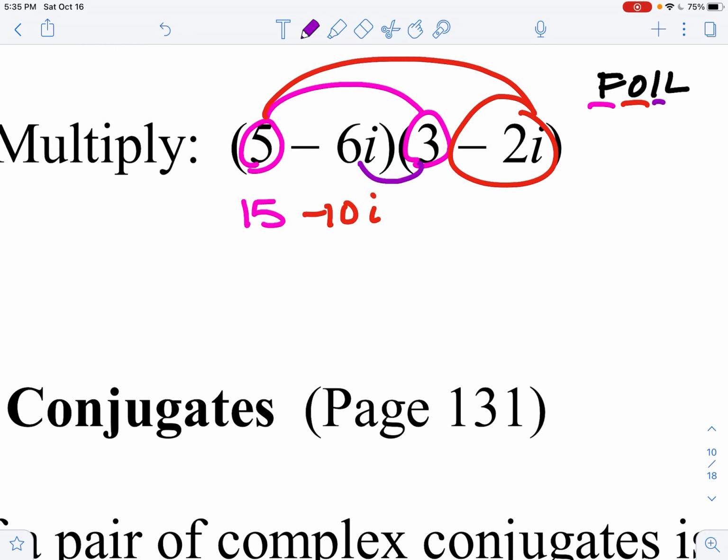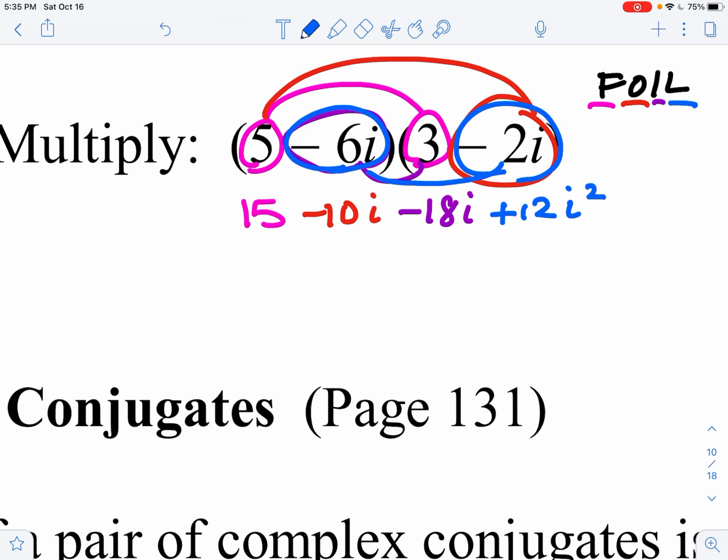I stands for the inside terms. Negative 6i times 3 is negative 18i. And our last terms are negative 6i and negative 2i. That's a positive 12i squared. Now remember, what did we say about i squared? i squared is really a negative 1.